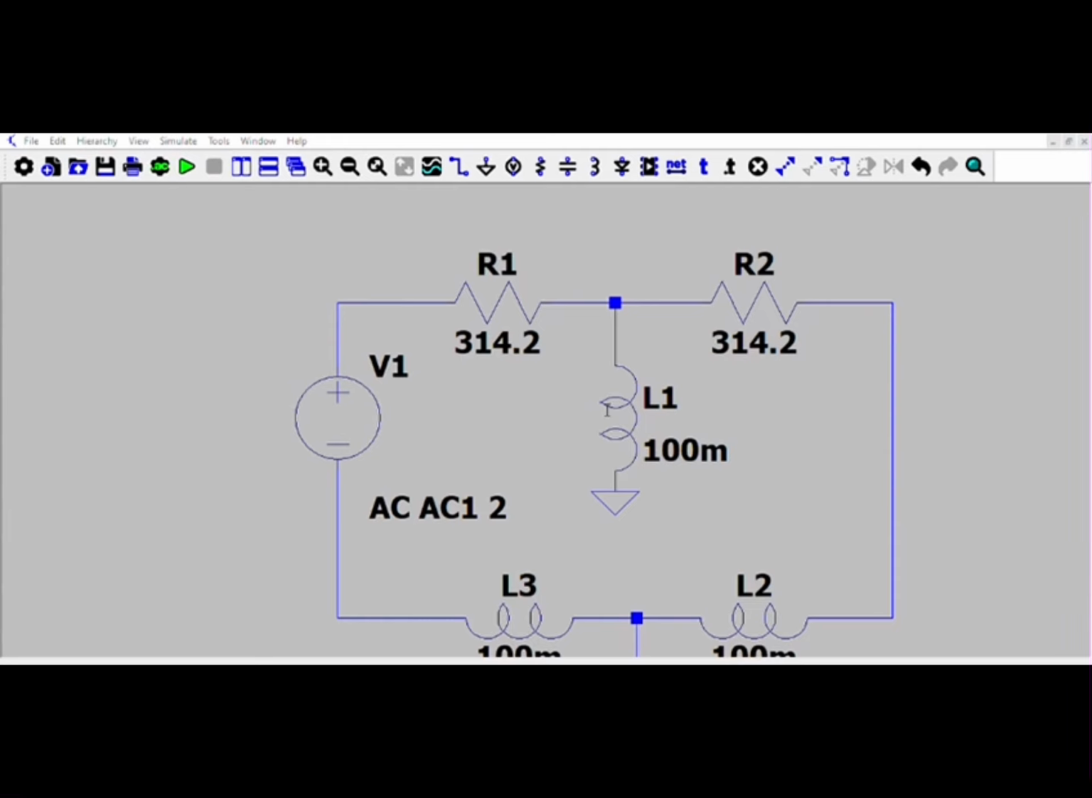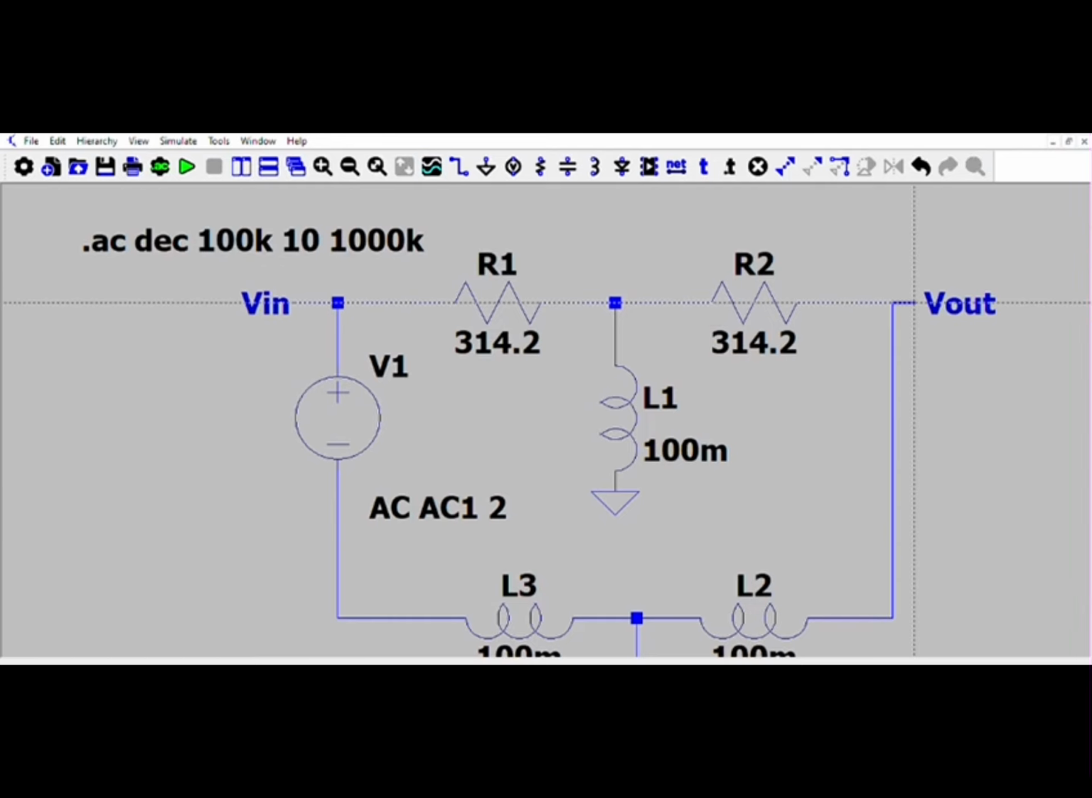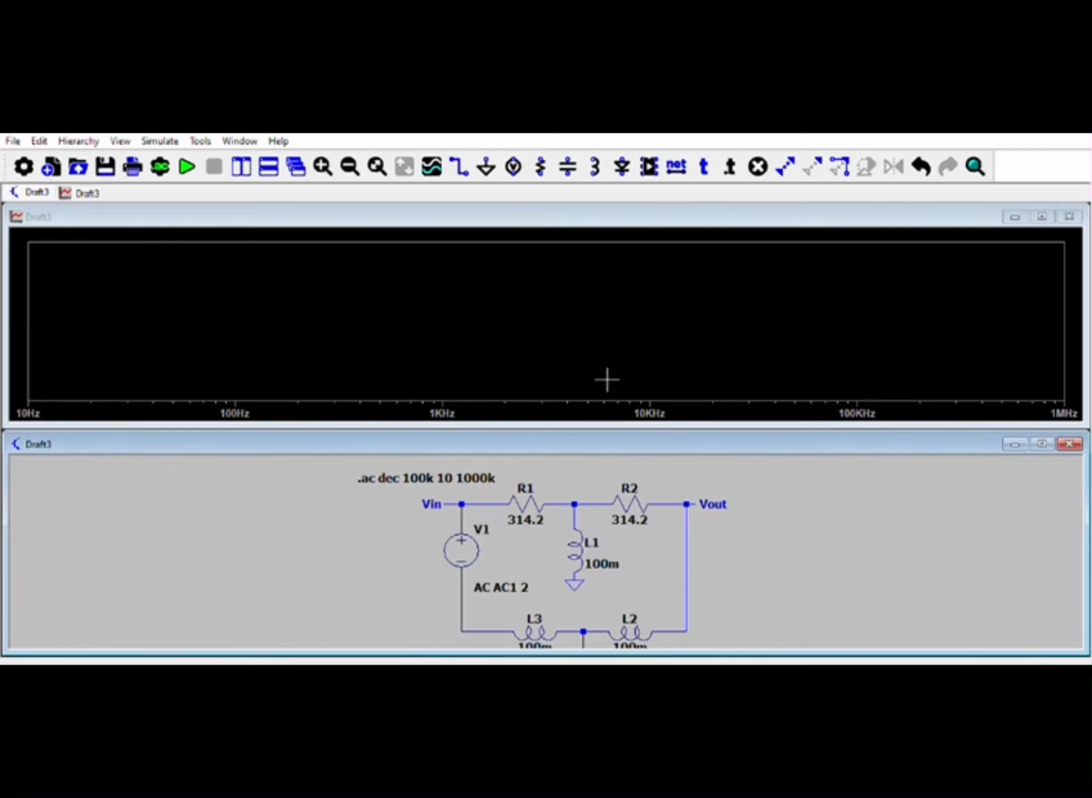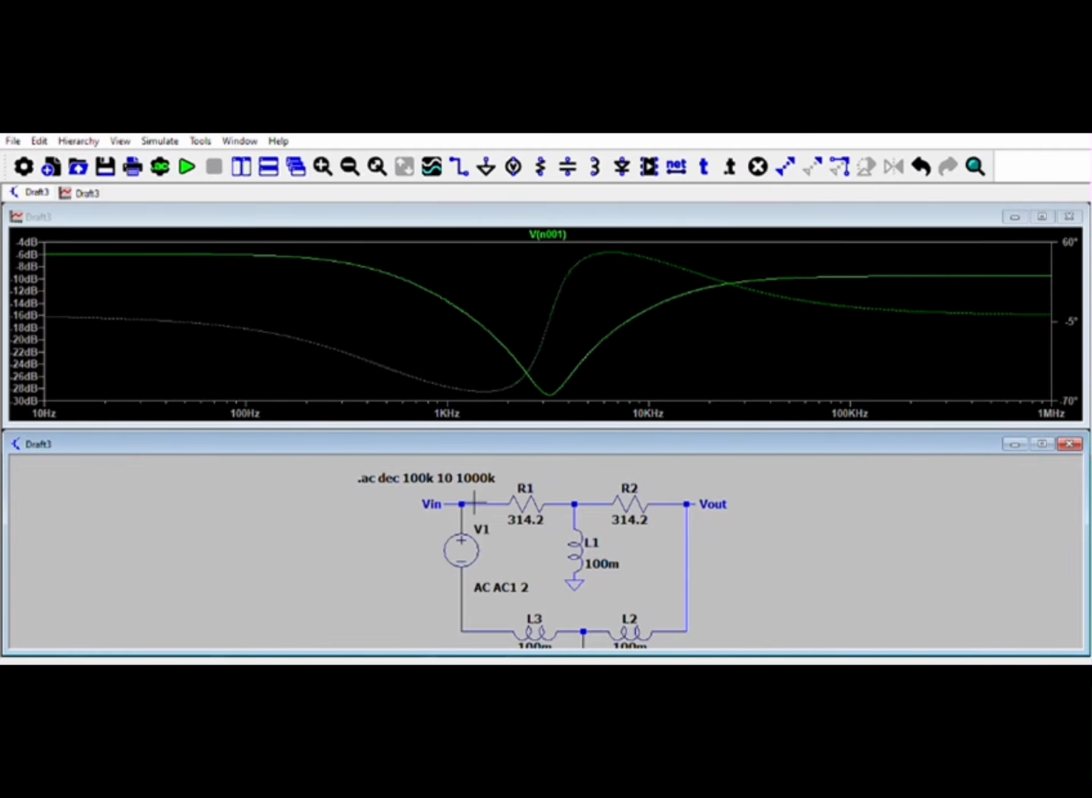You should do the setting before you run the simulation, so that it will simulate smoothly. Okay, you should choose AC analysis, and the type of sweep is decade, and the number of points per decade is 100k. For the start frequency, I choose 10, and for the stop frequency, I choose 1000k. So don't forget to put the V input and the V output. Okay, next let's run the simulation. And yep, this is how it looks like.